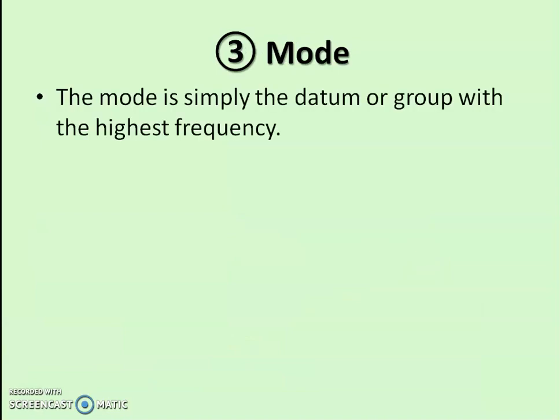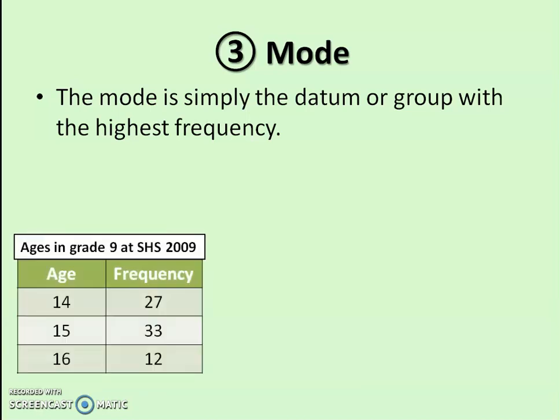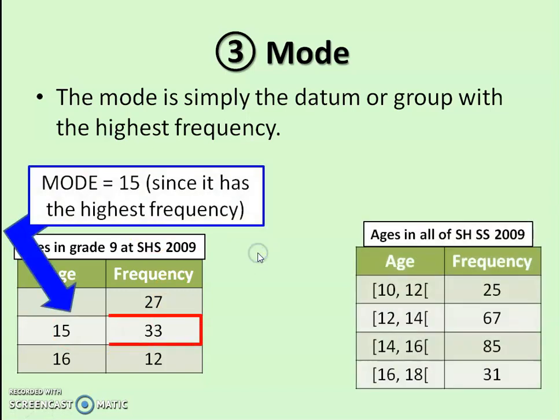And finally, mode, saving the best for last, an easy one. That's simply the data or datum with the highest frequency. So I have to look at the frequency, but my actual answer is going to be an age. This is a data table about age. In this case, the fact that there are 33 15-year-olds, that's higher than these other frequencies, makes this the most frequent number. That's the mode. Mode is 15.